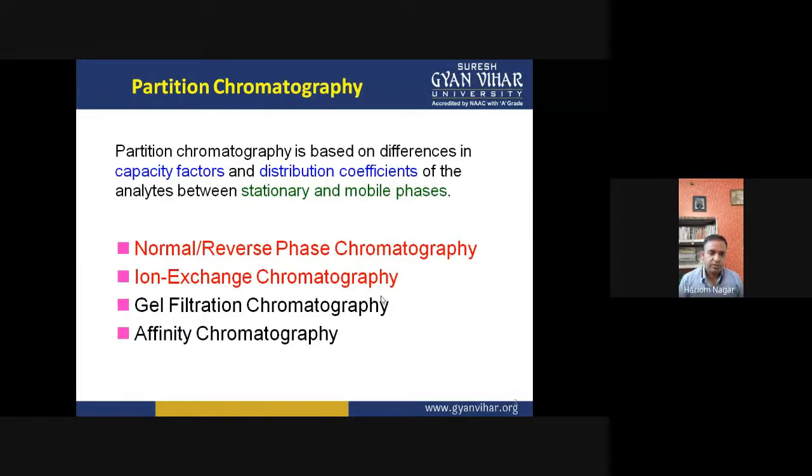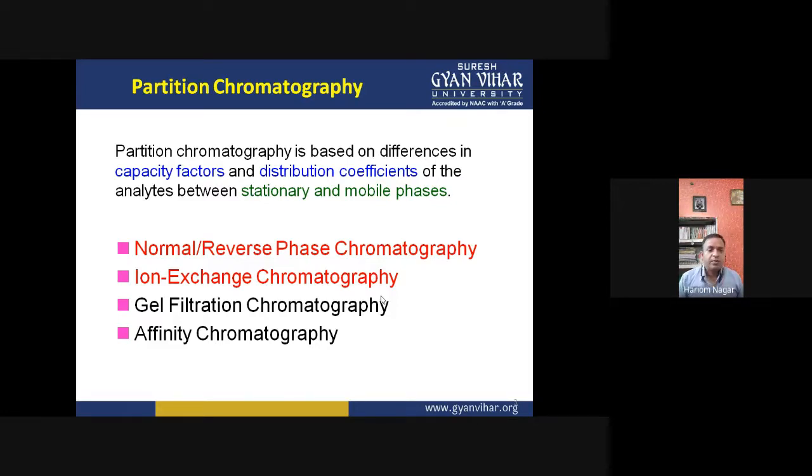So if we subtract the retention time of the mobile phase, Tm, from Tr, the retention time of the compound, and divide this by Tm, the result would be the capacity factor.